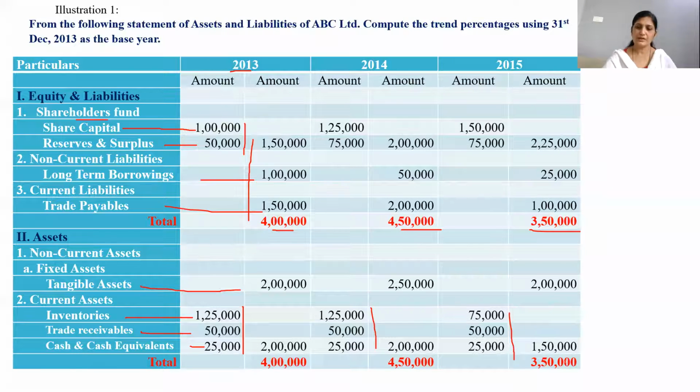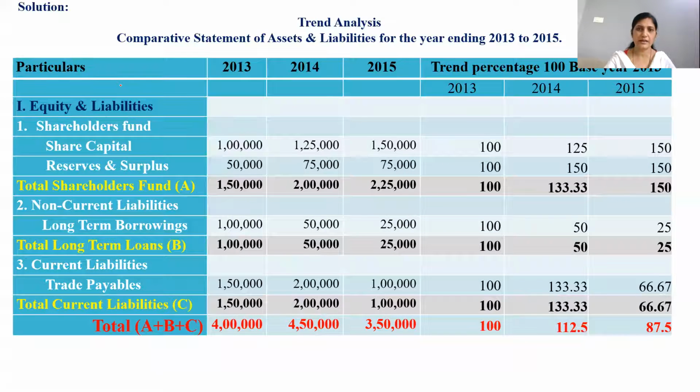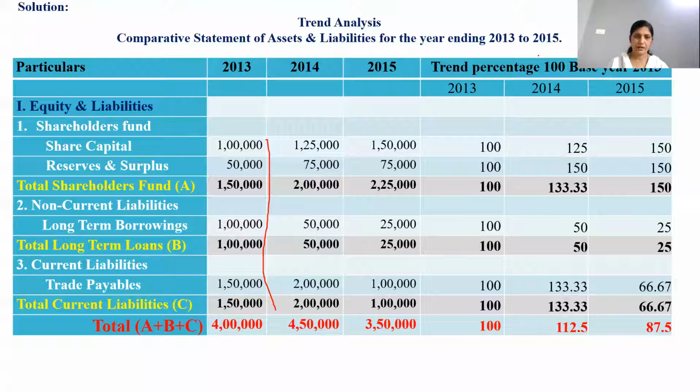After this, you have notes to accounts, the details of the items you have in the statement of assets and liabilities. Take down this. This is the table I have drawn for 13, 14, 15. I have taken all values over here. Here are the trend percentages for 2013, 14 and 15. As per the problem, we have to consider 2013 as the base year.